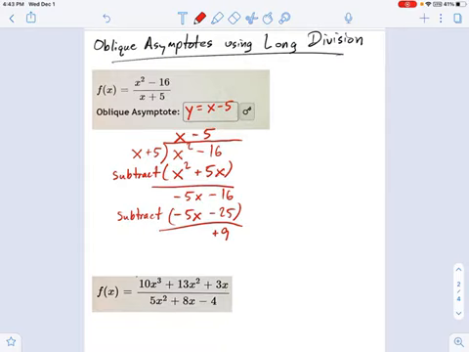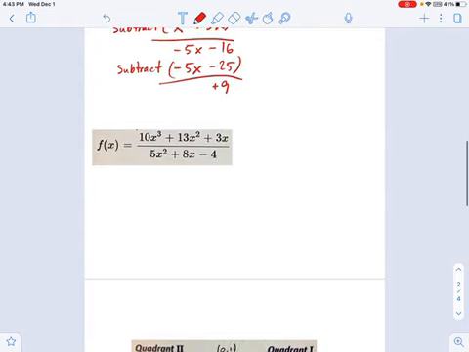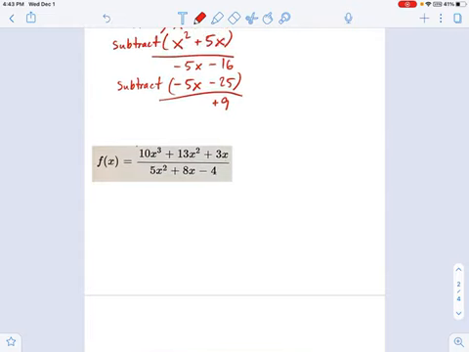Okay? So let's move on and do this one. It looks terrible. How about that? Let's just get started on this one. So I have this big division to do here: 10x cubed plus 13x squared plus 3x. The top of the fraction goes under the division bar, and then what we're dividing it by goes off to the left. So this is 5x squared plus 8x minus 4.